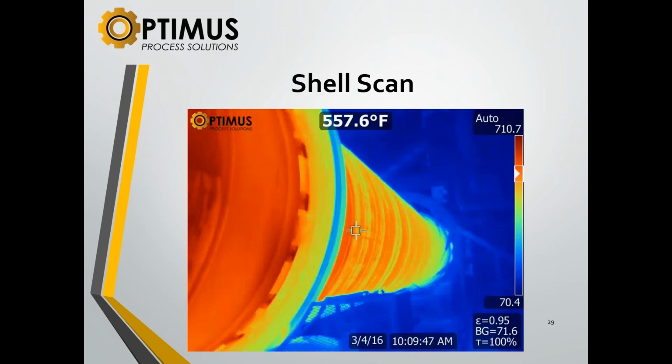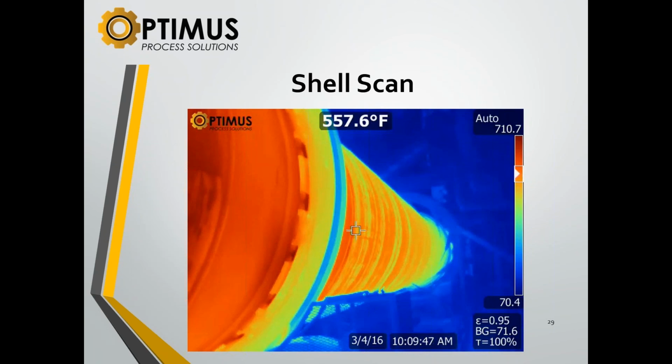Emissivity could be anywhere from 0.95 to 0.01, but commonly it's in that 0.79 range. So this is an example of a shell scan that we do. As you can see here on the bottom, you can use the emissivity 0.95 or something else. This is just an example.